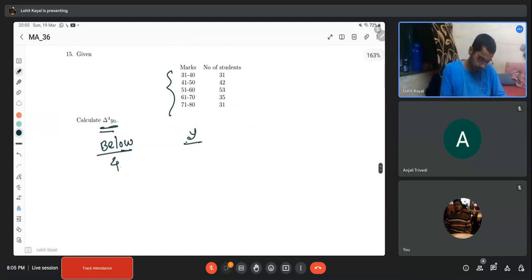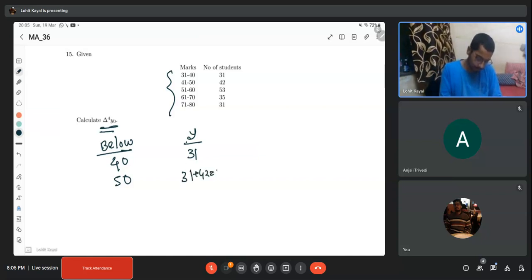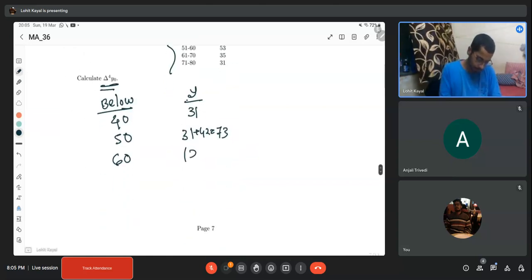Below 40, 31 to 40 means below 40 is 31. Below 50, that means the students who are already below 40 will again come in this category, because the students who got, suppose, 37, 38, that is less than 50, but also those students who got 48, 49, that is also less than 50. So it will be 31 plus 42 equal to 73. For the same reason, below 60, all those students who are less than 40, less than 50 will also be less than 60. That means 73 plus 53 is 126.